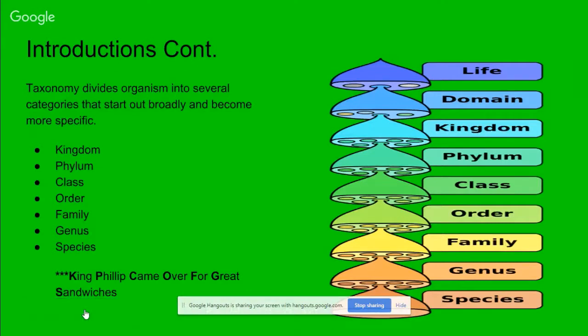So taxonomy divides organisms into several categories that start out broadly and become more specific. So you have kingdom, phylum, class, order, family, genus, and species. So it gets broader and it breaks down into the next column. So a good acronym to use to remember this is King Philip came over for great sandwiches. So K for kingdom, of course, and P for phylum, and so on and so forth.